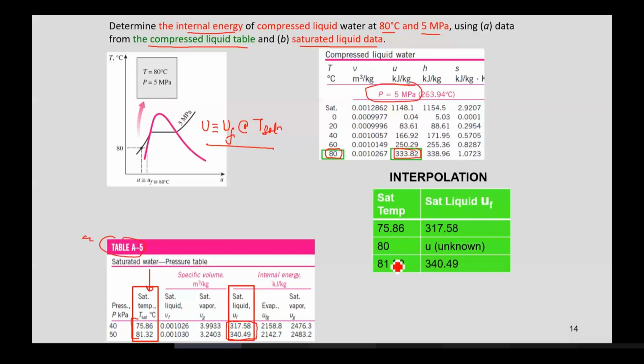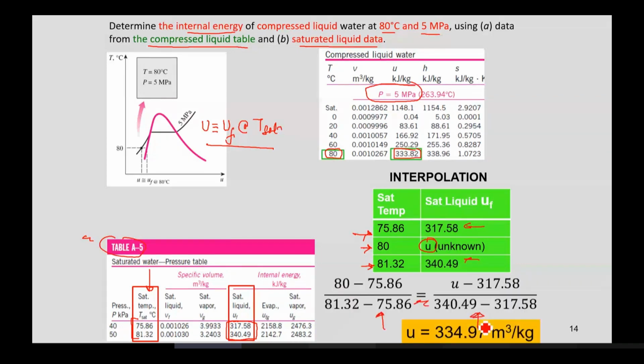This is your table again. 75.86, 81.32, the corresponding values are written. At 80 degrees, you have to find out the value, which is unknown. You just have to take the difference of temperatures on the left hand side, and the corresponding values on the right hand side, and solve it. This would give you the value, which again lies in between these two values, as the temperature lies in between 75.86 and 81.32 degrees centigrade.